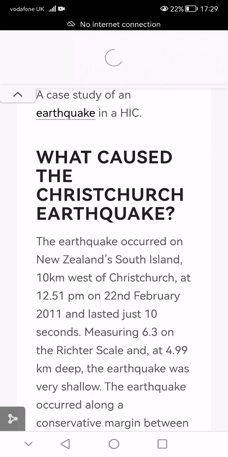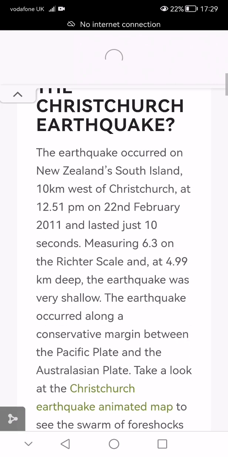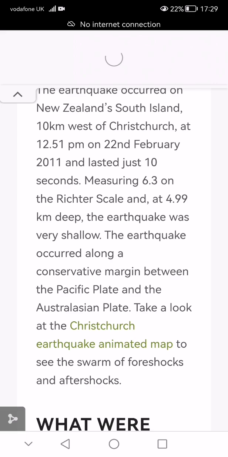It lasted just 10 seconds, but it did measure 6.3 on the Richter scale and was around about 5 kilometres below the surface, so the focus was very, very shallow. This meant that the effects would have been more felt on the Earth's surface as it was nearer to it. Okay, now the earthquake occurred along a conservative plate margin where the Pacific and Australasian plate slid side by side each other. Okay, and there were obviously aftershocks too. So these are things here that you could include in your introduction of a 9 marker, for example.